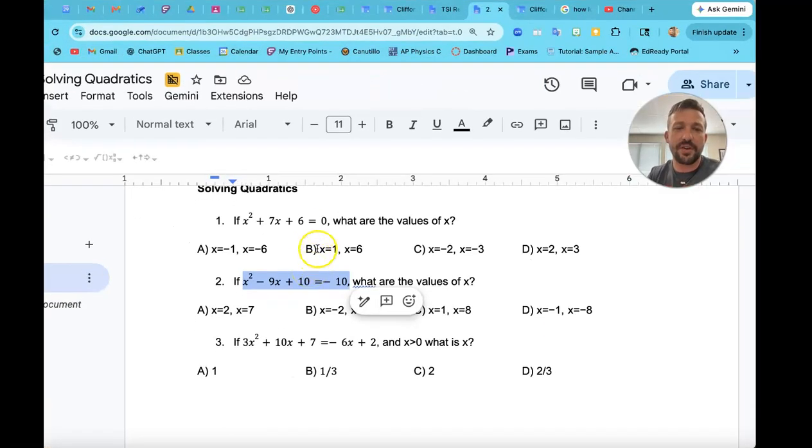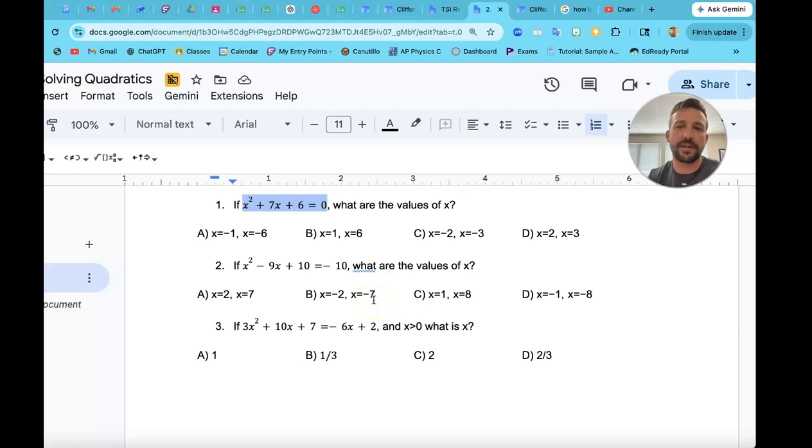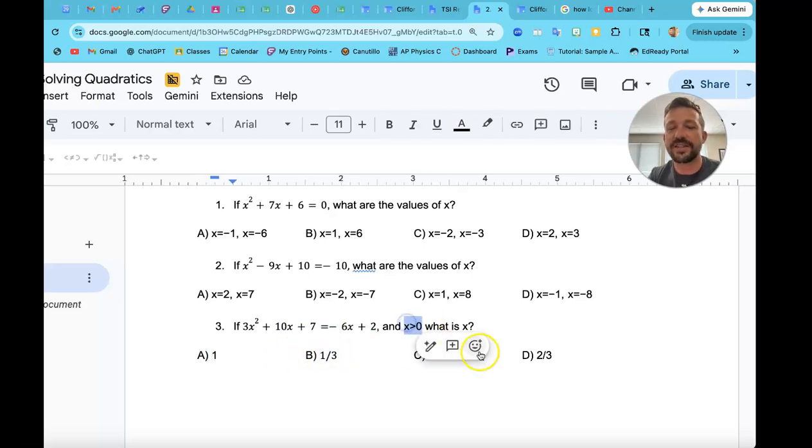And so make sure that they're equal to 0, just like this one. So it's already equal to 0, right? So there you go. It should be nice and simple. Factor, set each factor equal to 0. On this one, it's not equal to 0, so you need to make it equal to 0 first. And then you can go about it. And notice, this one doesn't have 2 answers because it says x can only be greater than 0. So it's only going to be whatever the positive answer is that you get.